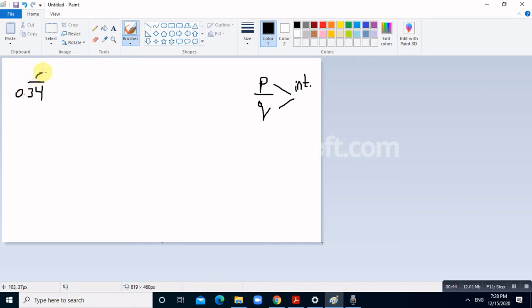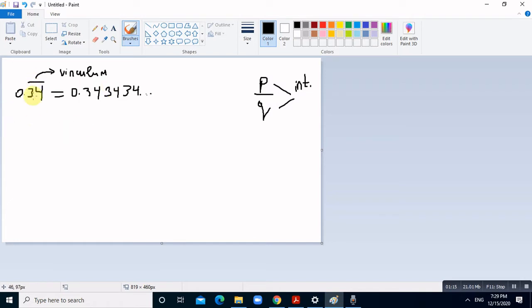First of all, this line up here shows us that 34 is repeating indefinitely. So I can also represent this as 0.34, 34, 34, and this goes on and on. And this line up here is also called a vinculum.